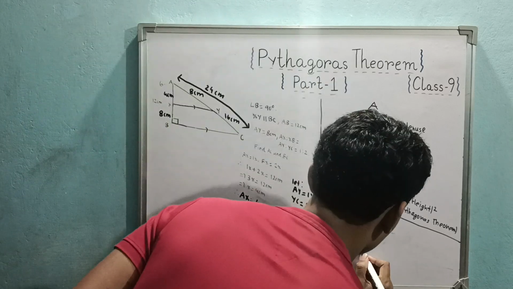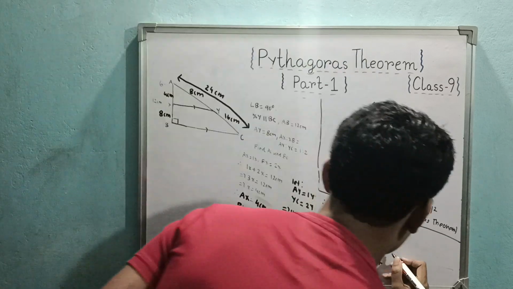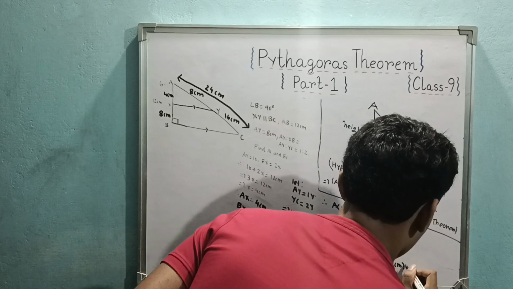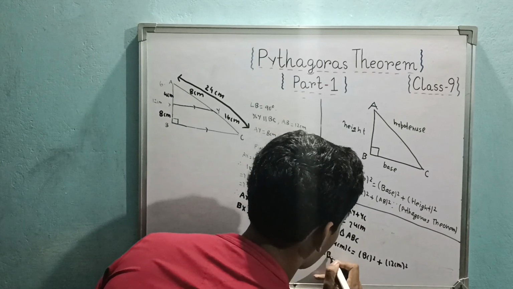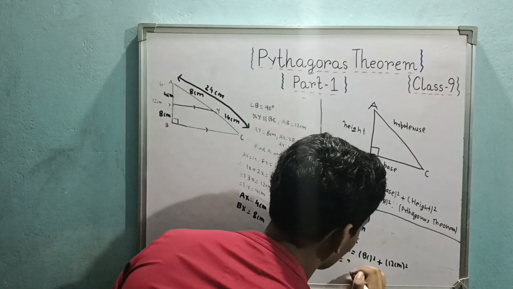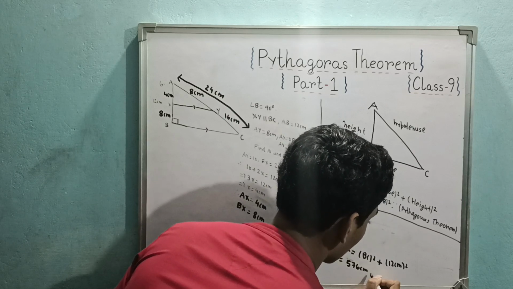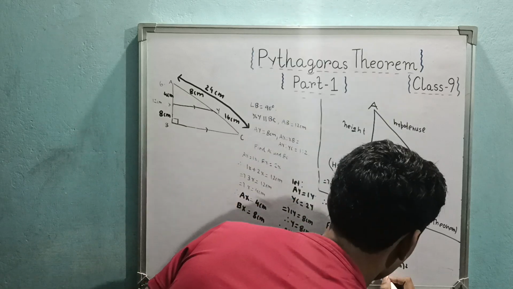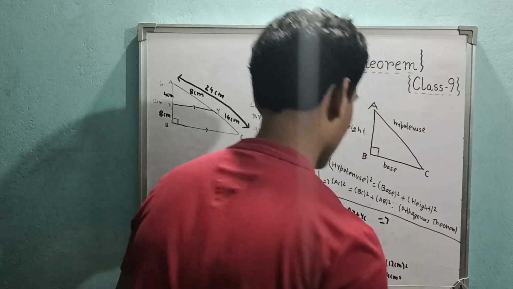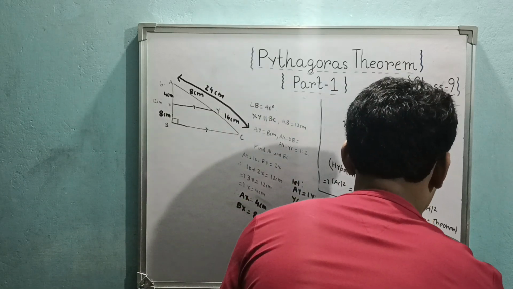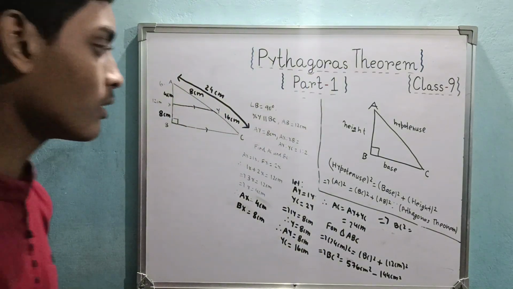We have to find plus height square, which is 12 centimeter square. Okay. Or BC square will be what? I am directly writing 24 centimeter square. It is 576 centimeter square, and 12 centimeter square is 144 centimeter square. Or BC square equal to 432 centimeter square.